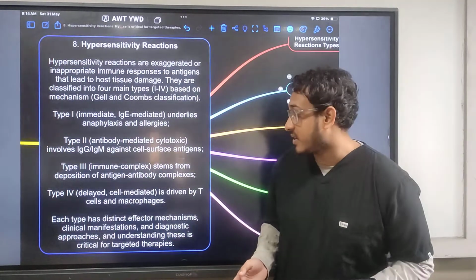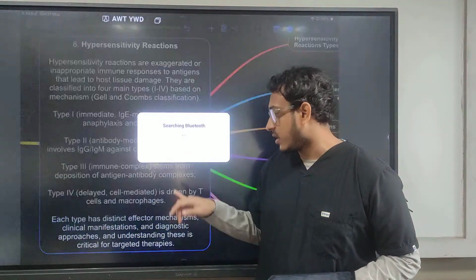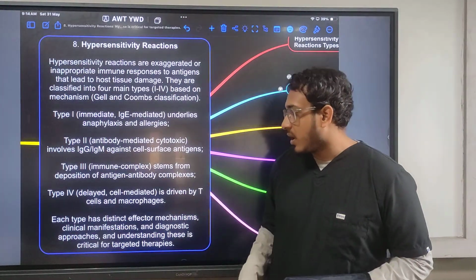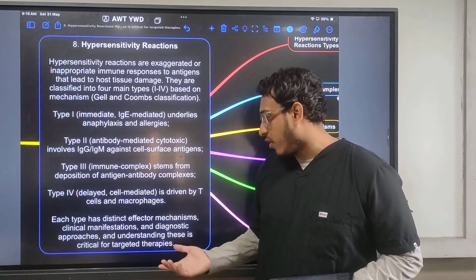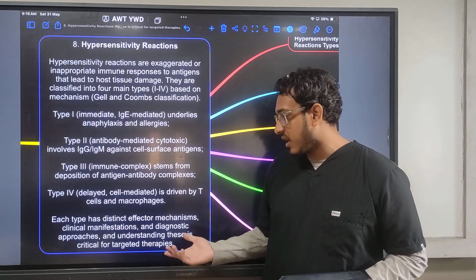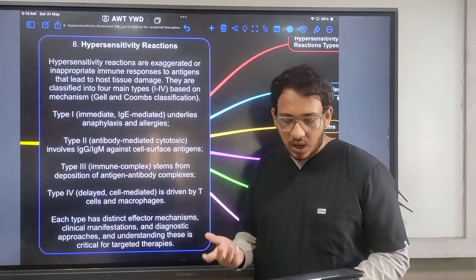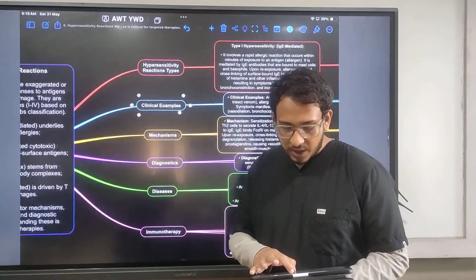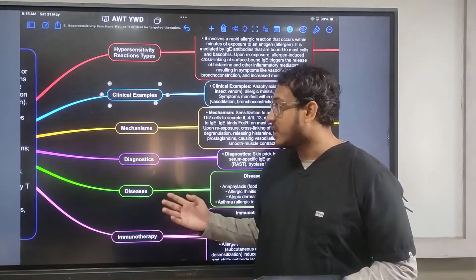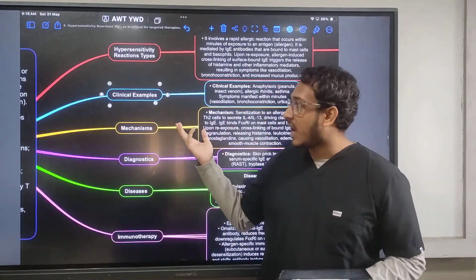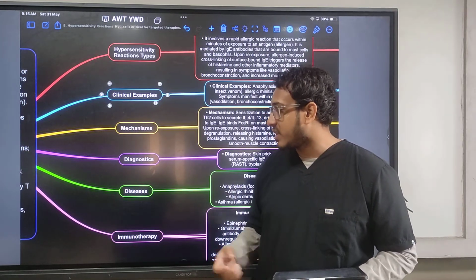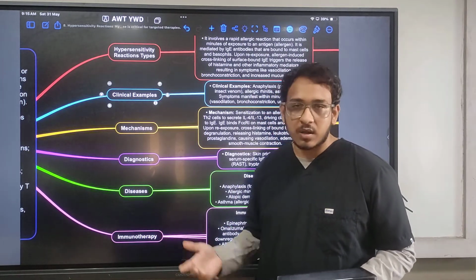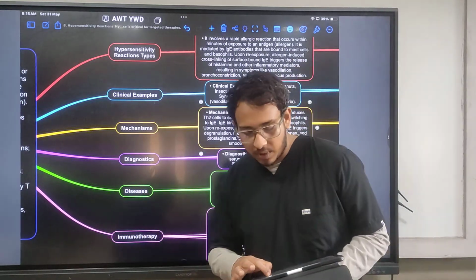So each type has a specific distinct effector and mechanism, clinical manifestations and diagnostic approaches, and understanding these is critical for targeted therapies. So I will be talking about each in detail on these topics: hypersensitivity types, the clinical examples, the mechanism, diagnosis, and the disease, and how to treat or immunotherapy.